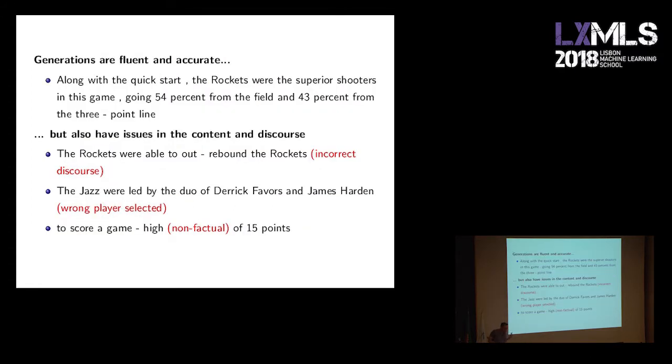And so even just in this simple setup, we begin to see the current state of the world. Our generations are fluent. They're often surprisingly accurate, given the simplicity of the model. But they have major issues with content and discourse. So the Rockets were able to rebound the Rockets is a basic reference mistake. You wouldn't say the Rockets twice like that.